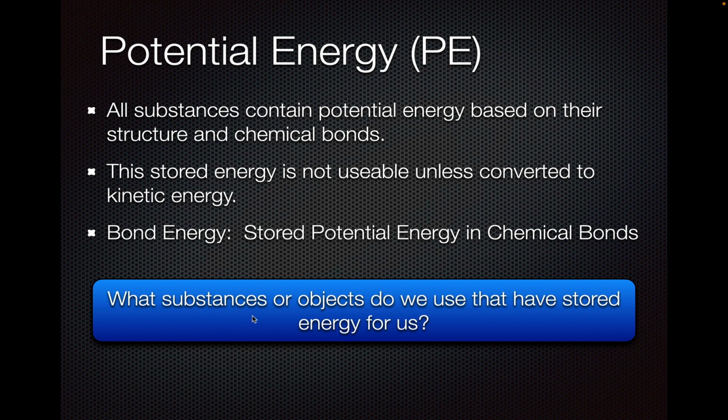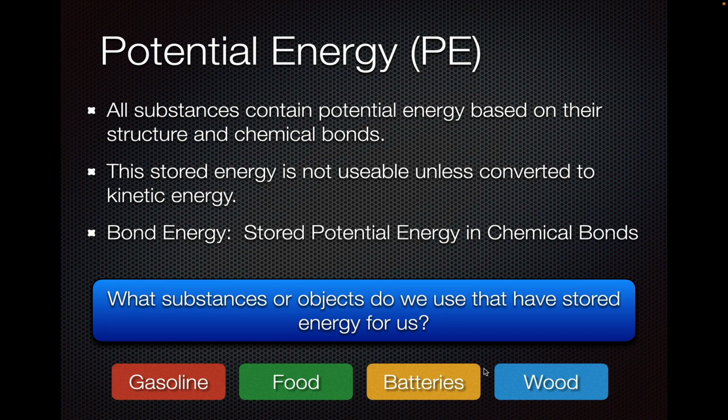Okay? So what kind of objects or things do we have stored energy in our everyday lives? Well, here's 4 examples I thought of. Gasoline stores energy that we can burn to drive our cars. Food is stored energy that our bodies use, or anything that's alive uses to live. Batteries store energy for all of our devices. And wood and other organic materials can be stored energy for us to create fires. So 4 examples for that.